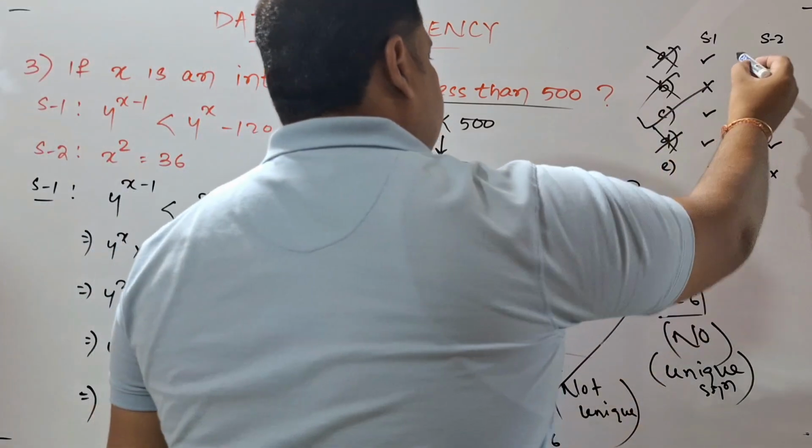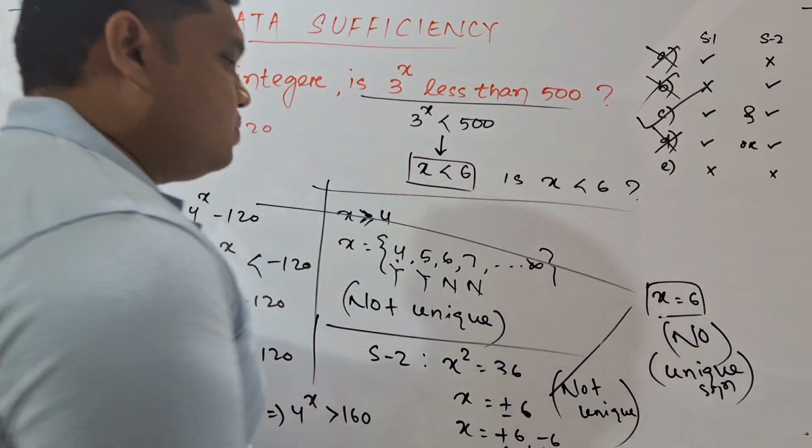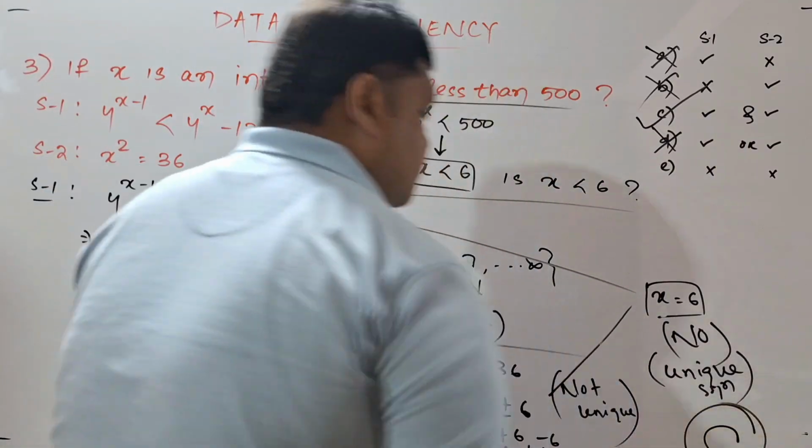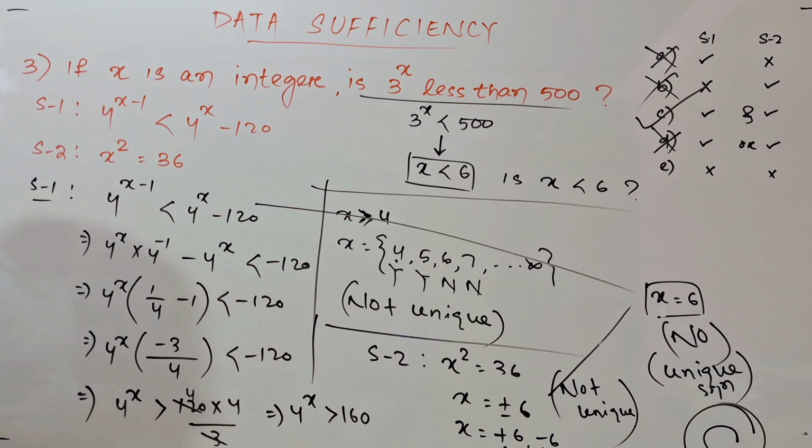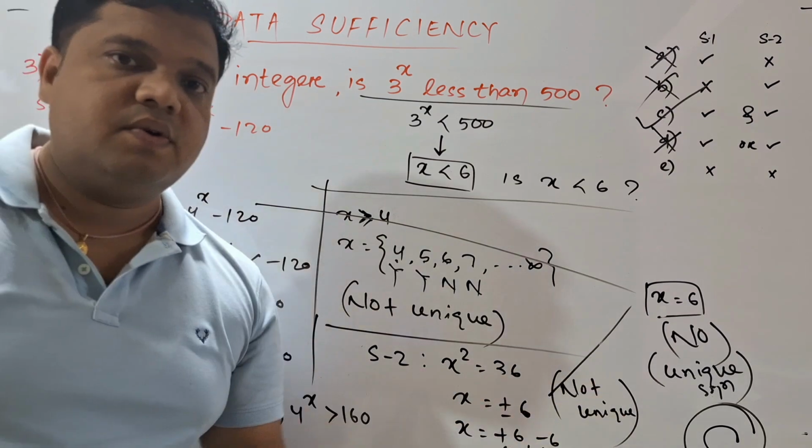So which option is correct? Option C is correct. So answer for this question is option C. Understood? The flow is important.